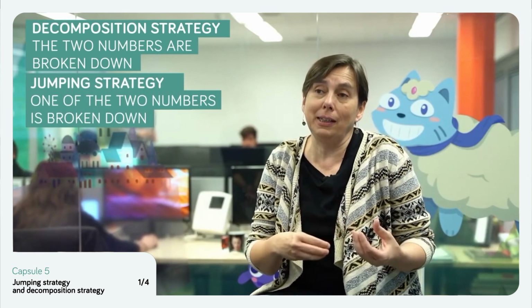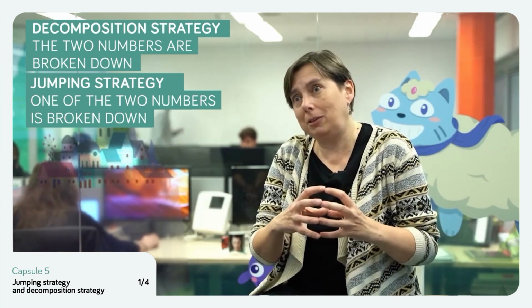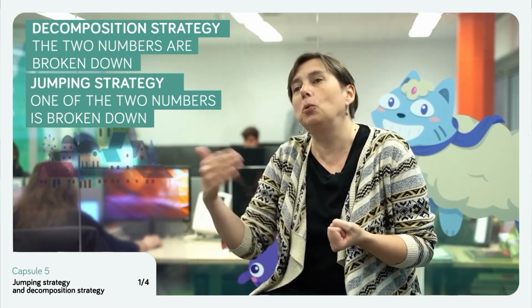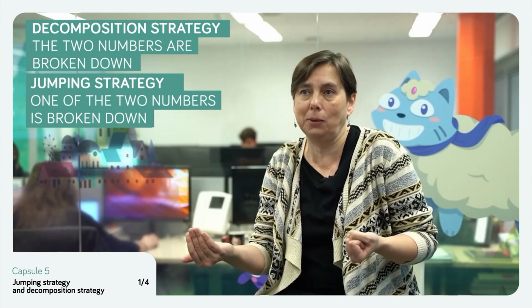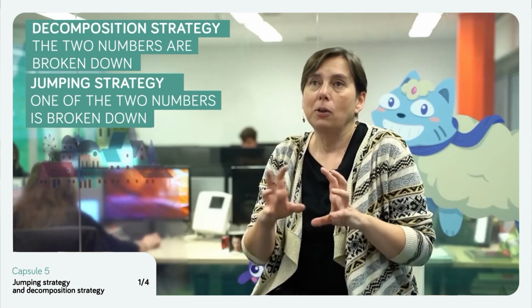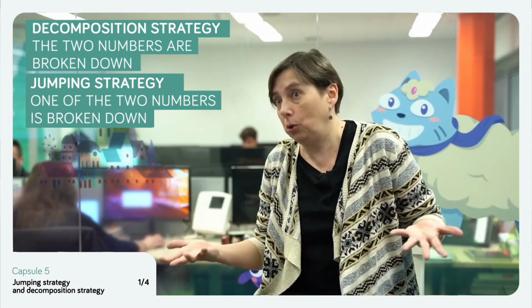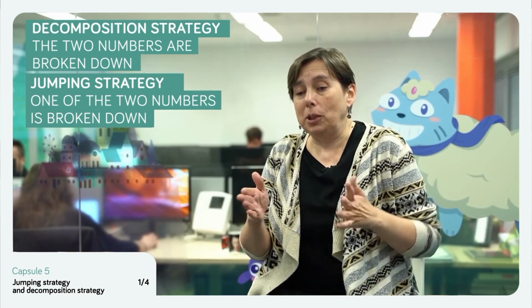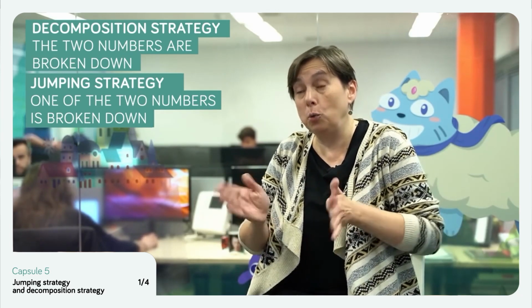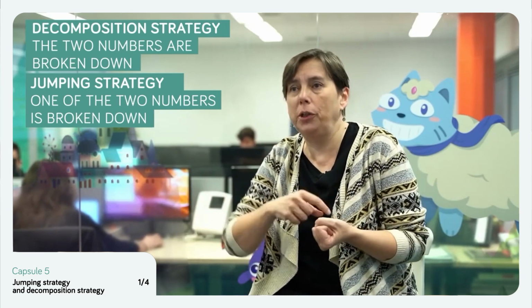While in the jumping strategy, the first one remains complete, remains whole without splitting, and it is the second number that tells us how many jumps we have to go forwards or backwards, depending on whether it is subtraction or addition. So, even though only one is called decomposition, both are decomposition. Actually, we can say that decomposition breaks apart both numbers in parallel, while in jumping it is sequential. One is broken apart, then the other is based on that.